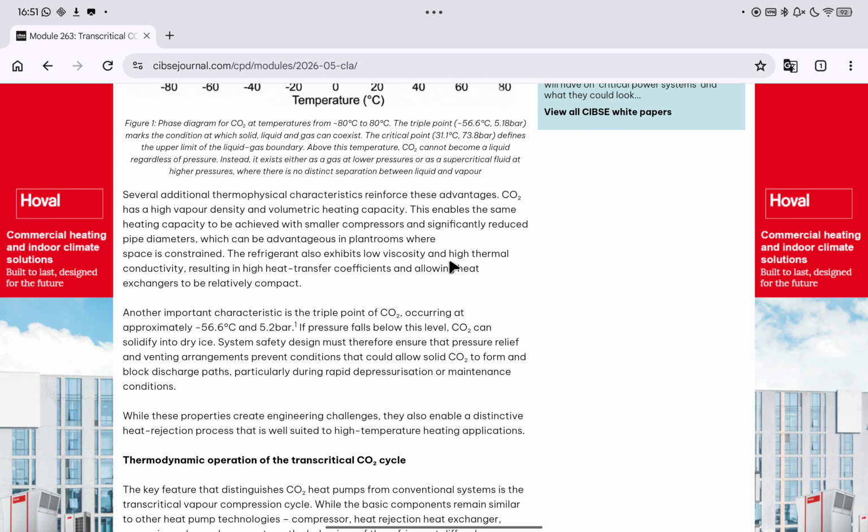While these properties create engineering challenges, they also enable a distinctive heat rejection process that is well suited to high temperature heating applications.